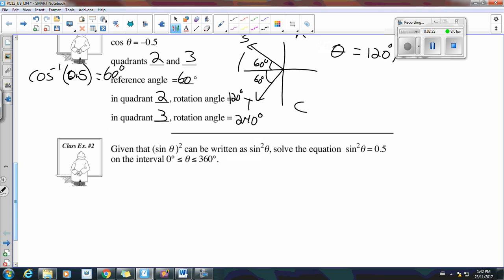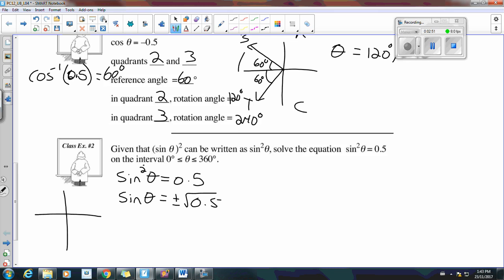Given that sine theta squared can also be written as sine squared theta, solve the equation sine squared theta equals 0.5. Well, this just means we're squaring the whole function, so we can square root the whole function. Since we are introducing the square root to the right-hand side, we need to consider both the positive and the negative square root here. So what quadrants are we going to be in? Well, we need sine to be positive or negative. So we're going to actually have answers in all 4 quadrants in this case.